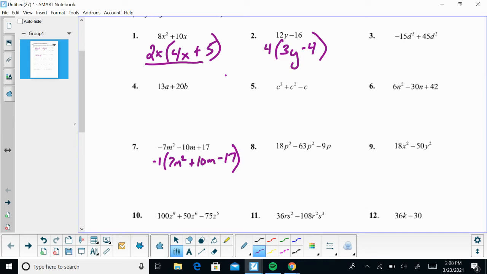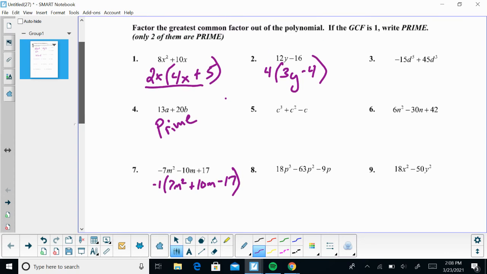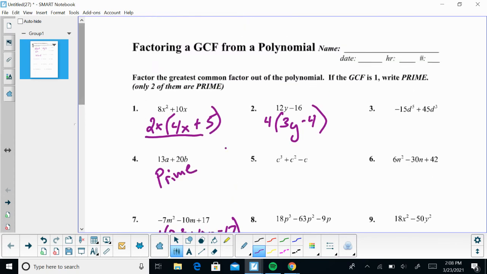Let's look at something like number 4. What's my greatest common factor here? There isn't one, so this is where I would put prime. The reason there isn't one is because, is there a number that 20 and 13 can both be divided by? No, there's not. And I have an a and a b, but neither of the terms shares a variable, so this would be prime. So those are some examples of how to factor using the greatest common factor.